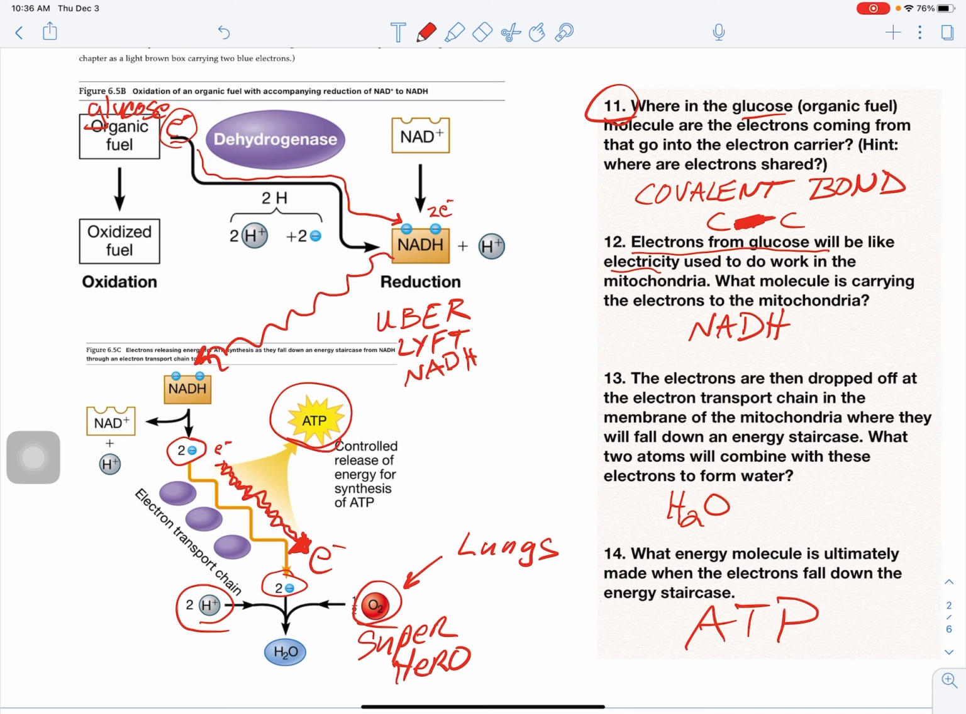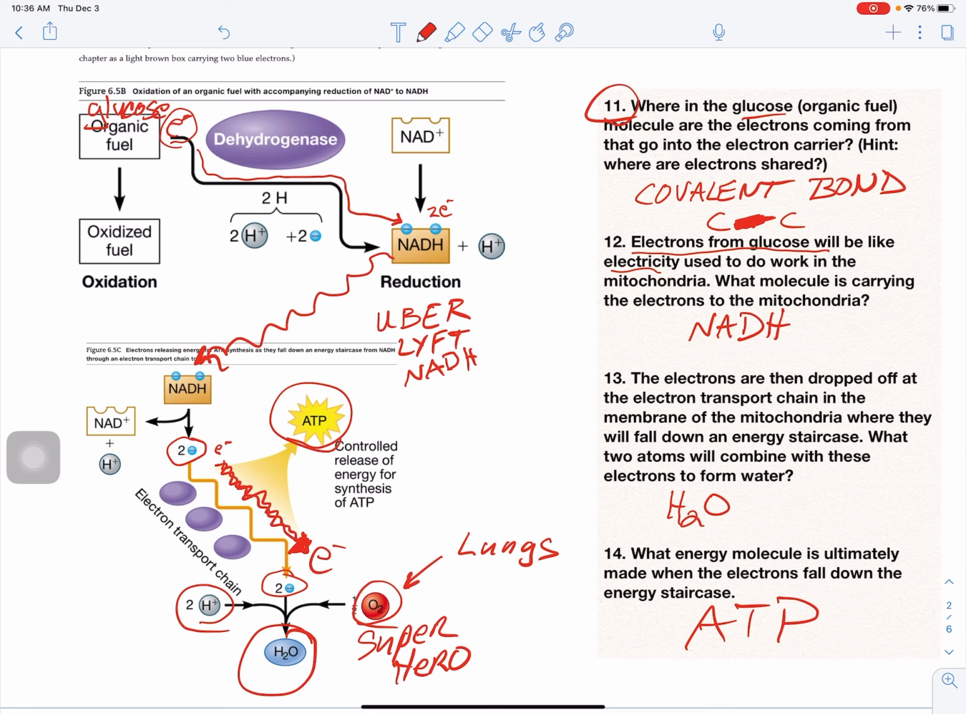Much like Superman coming and grabbing someone falling off a building, these electrons have been cascading down the membrane, and oxygen is going to catch them. Combining oxygen with hydrogen ions and electrons, you make water. So that was question 11 through 14.